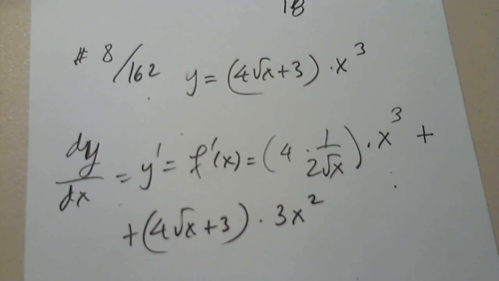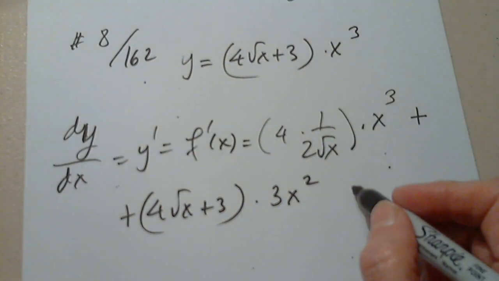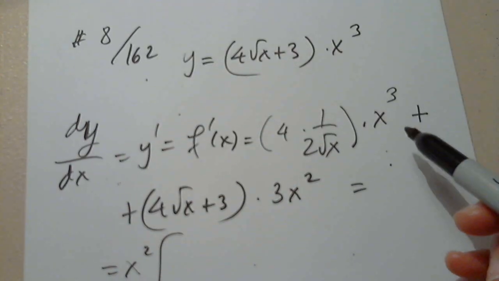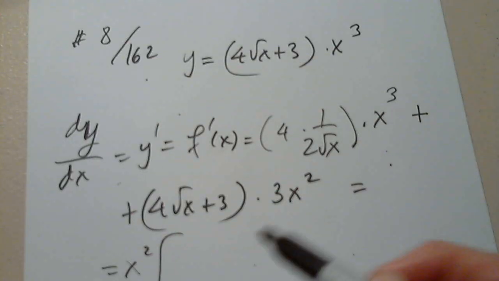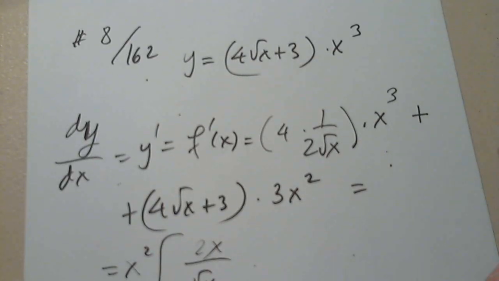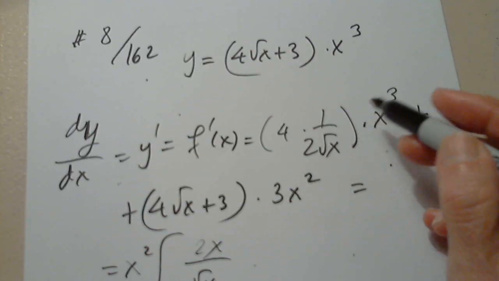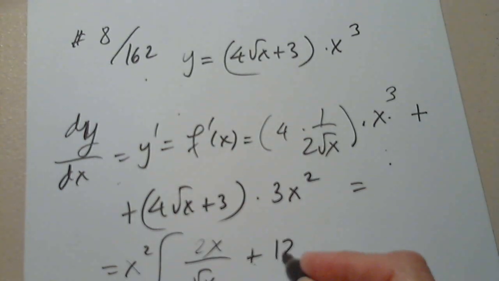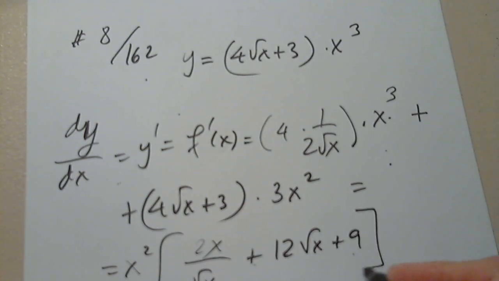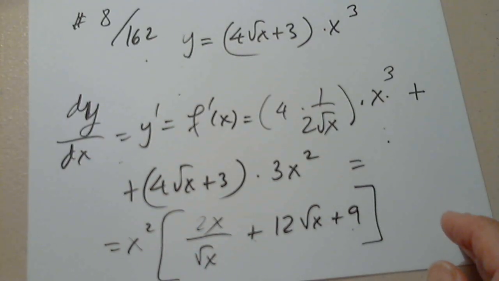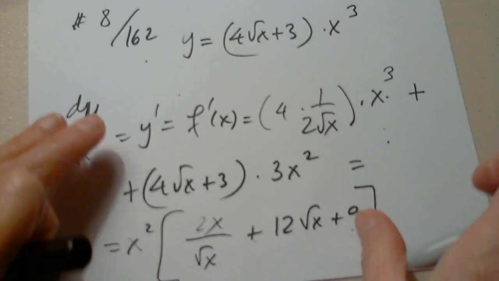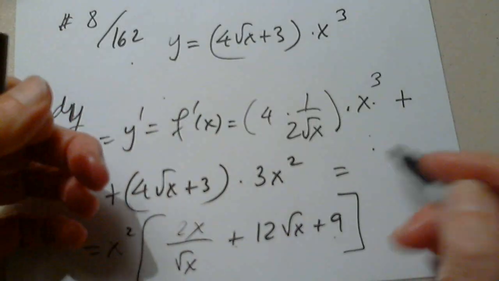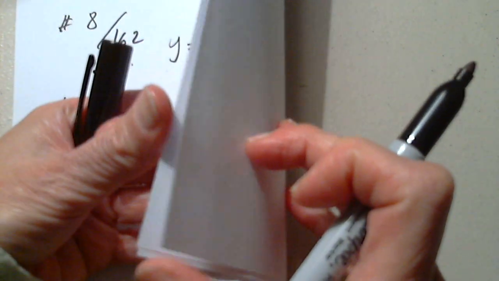We can further simplify, but we're not going to get too far. I'm going to factor out x squared. So this is 2x over the square root of x, because I simplified the 2 and I only have an x here. I factor out x squared, so it's 3 times, plus 12 the square root of x plus 9. It's not going to make too much of a difference. I can find the least common denominator, but I'm happy with this.